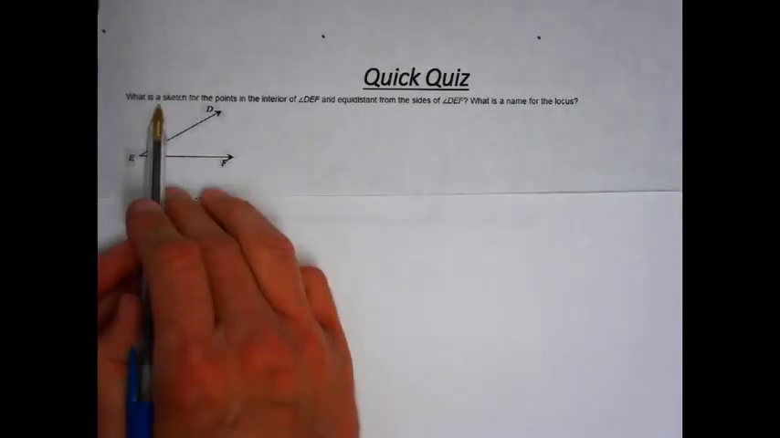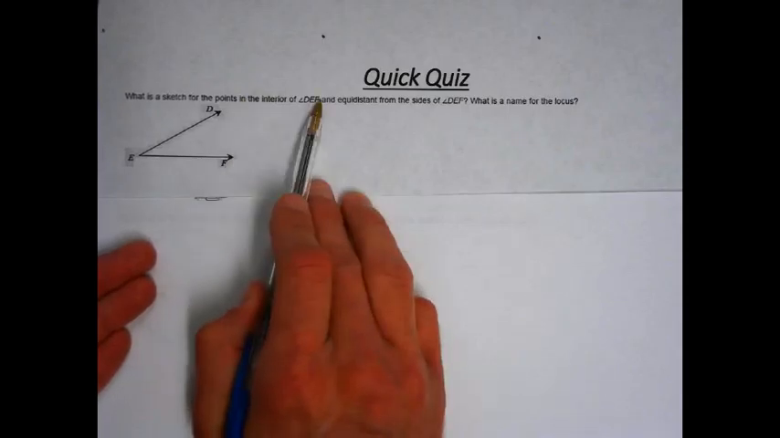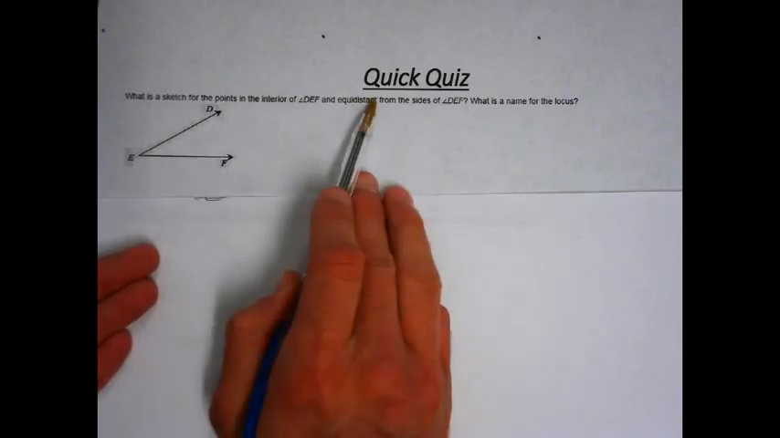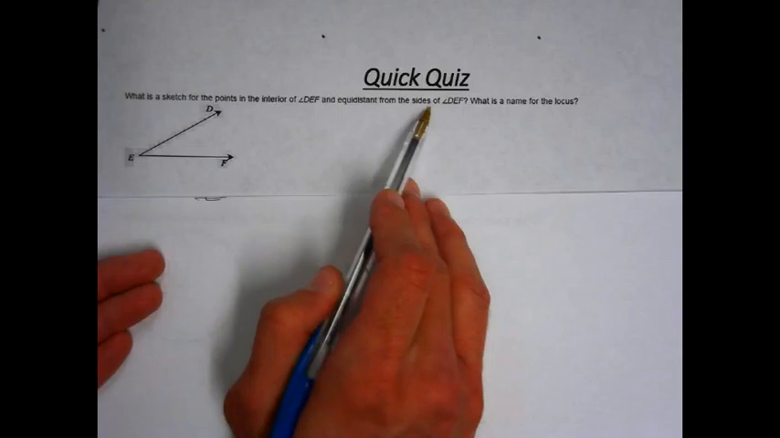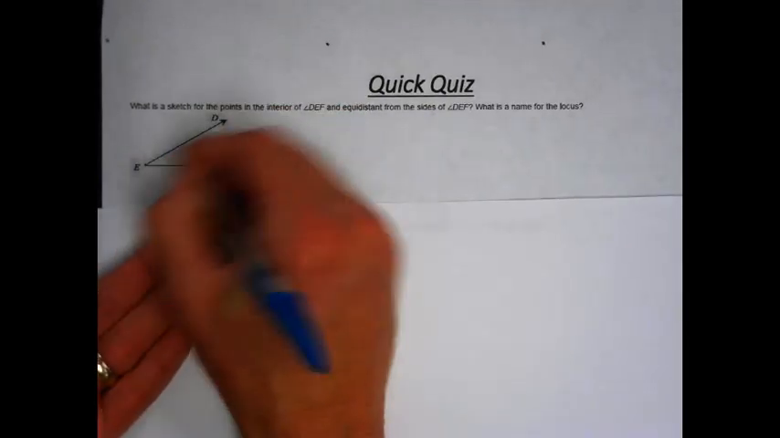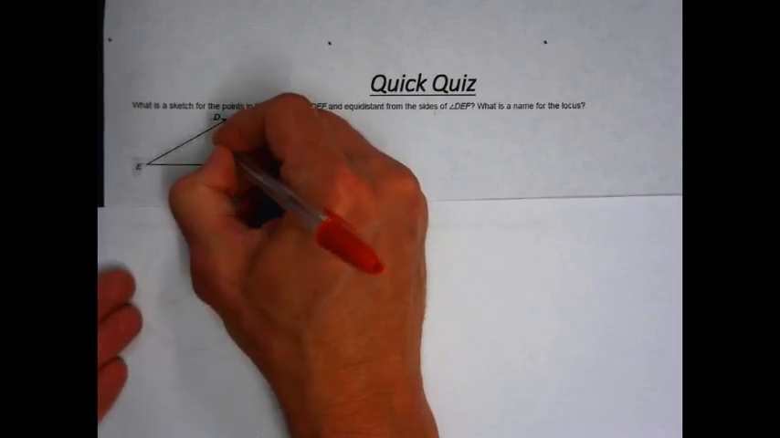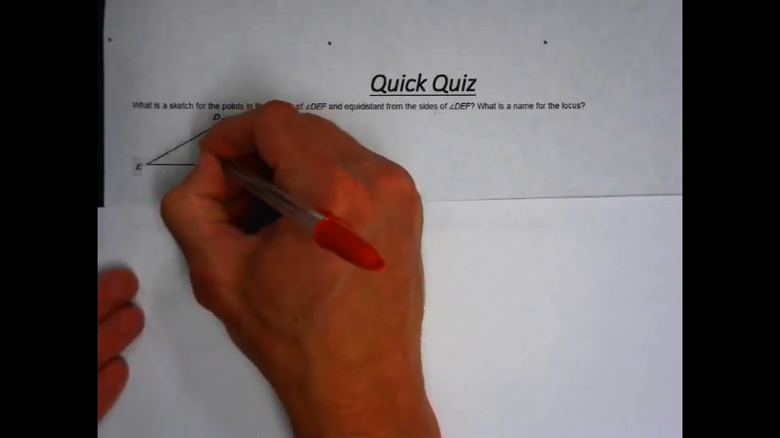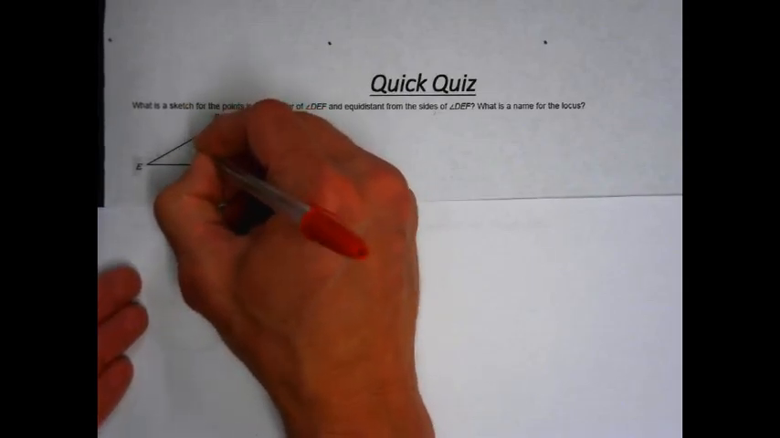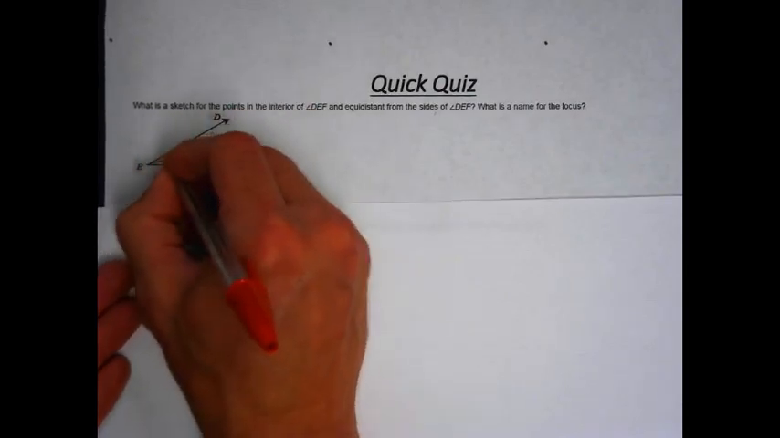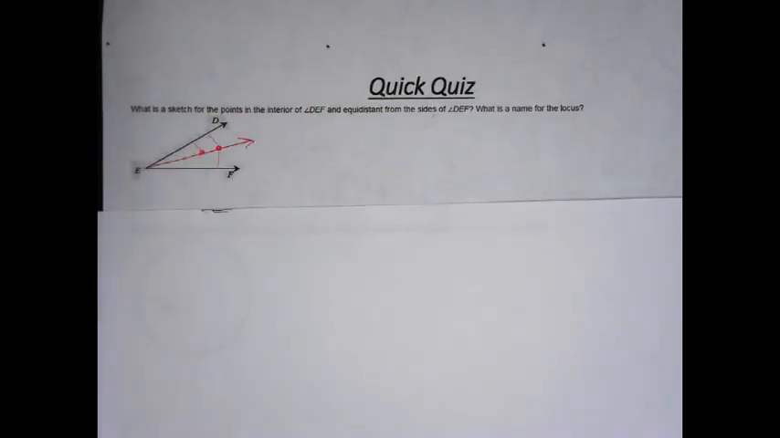What is a sketch for the points in the interior of this angle DEF that are equidistant from the sides of DEF? Okay, so we have DEF and we want equidistant from the sides. So remember, here's a point here. That's going to be the same distance. Oh, here's a point here. It's going to be the same distance. Oh, okay, so it looks like it's going to be something like this, right? Yes.